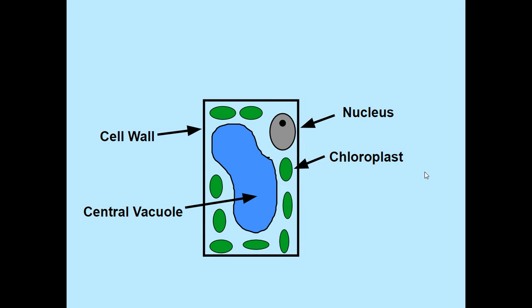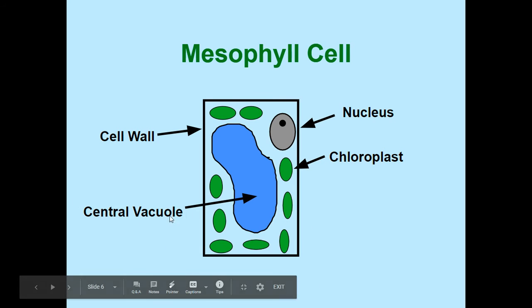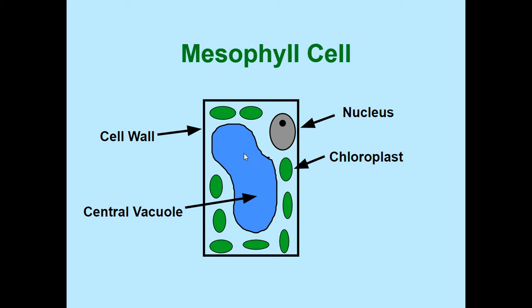If we move in closer to our cell, our plant is made out of these little cells, and we're going to specifically call them mesophyll cells in the mesophyll layer. And they have, obviously, a nucleus right here. They have a cell wall on the outside. They got a central vacuole in the middle, the big lake that holds all the water and nutrients. And then we have our chloroplasts.